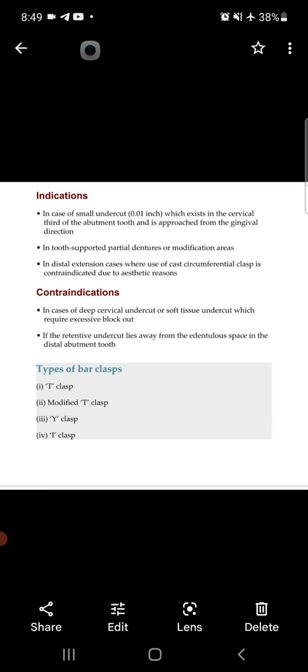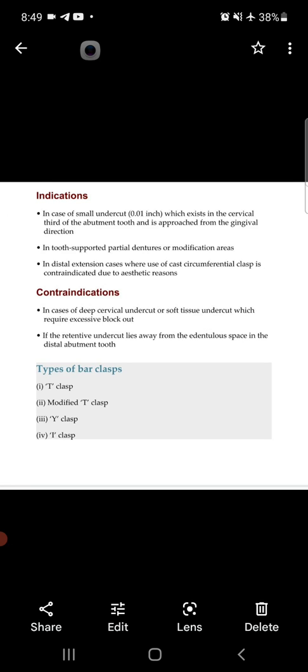Now come to the contraindications. In cases of deep cervical undercut or soft tissue undercut which require excessive blockout. Next, if the retentive undercut lies away from the edentulous space in the distal abutment tooth, then the gingivally approaching clasp is contraindicated.